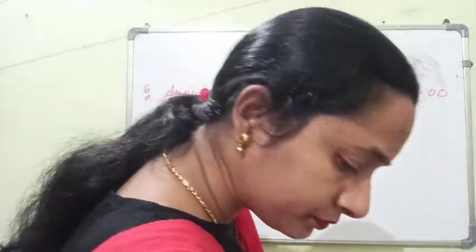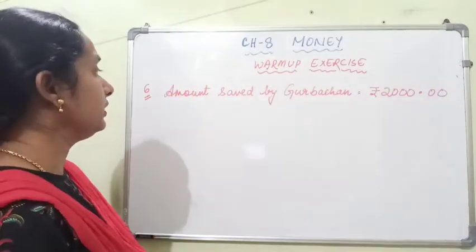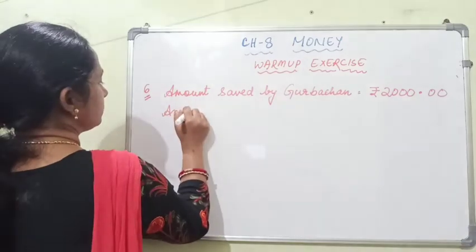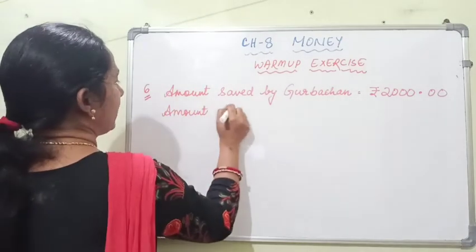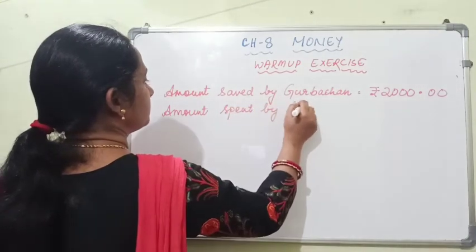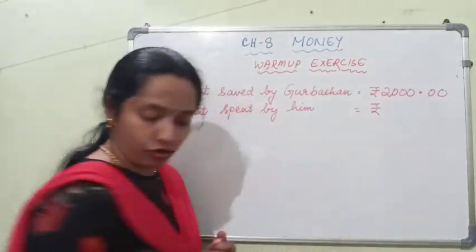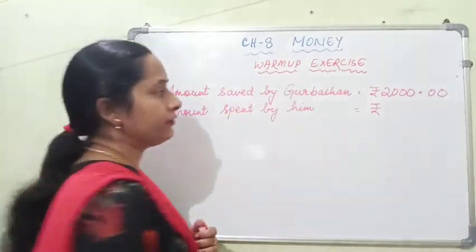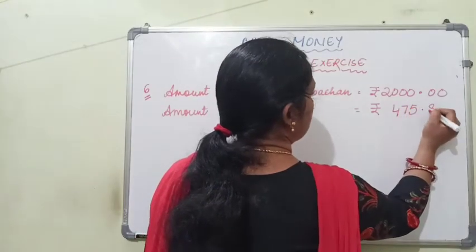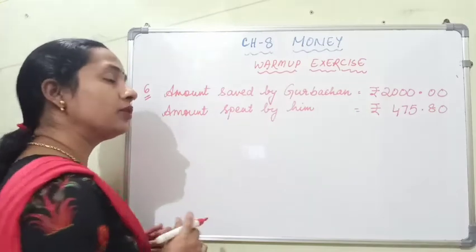Now next we are having amount spent. Amount spent by him. How much? Rupees 475.80 paise. Right?